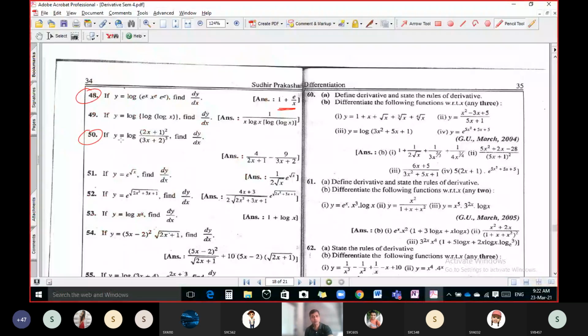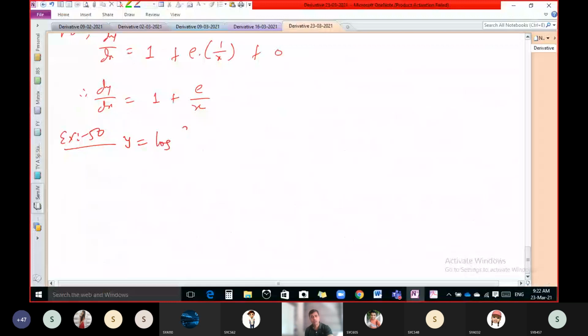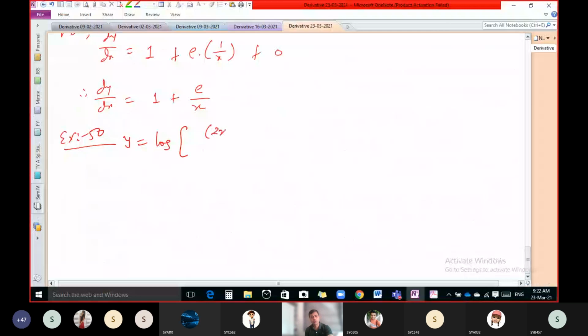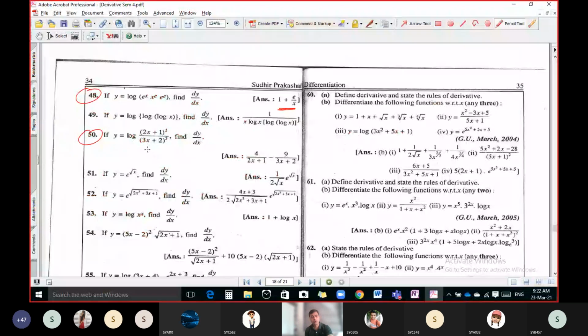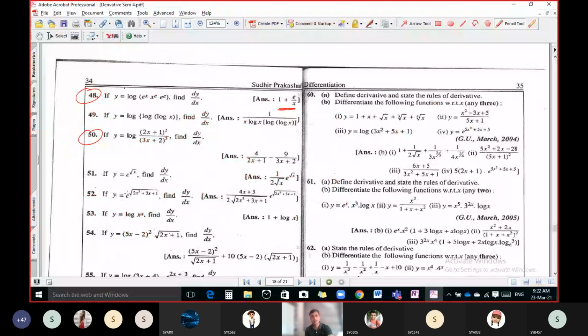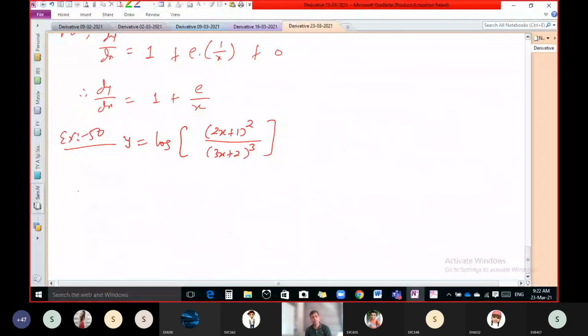Y equal to log in bracket (2x plus 1) whole raised to 2 upon (3x plus 2) whole raised to 3, sorry. So let us start. First step, tell me derivative or simplification. Simplification. Yes, it should be log m upon n. So we get log m minus log n.